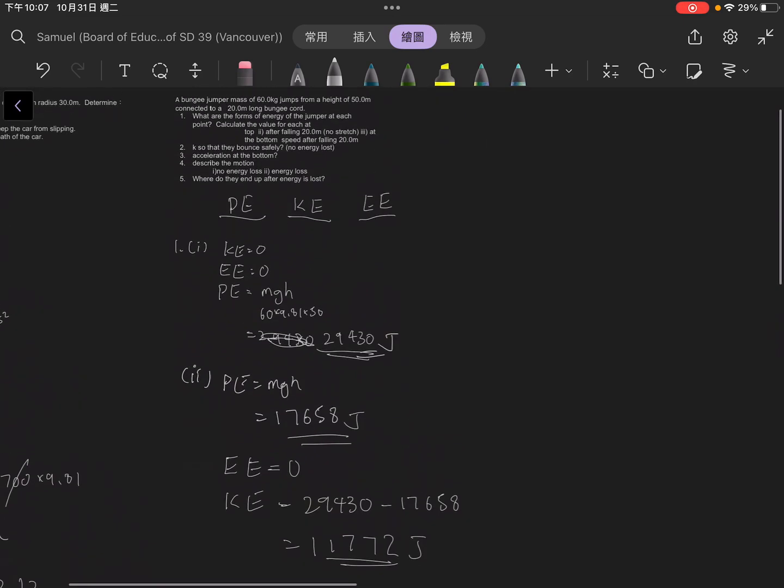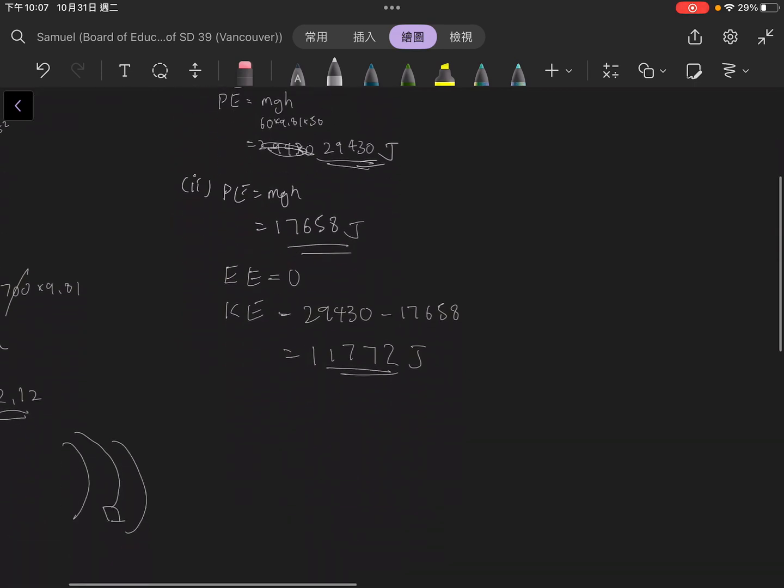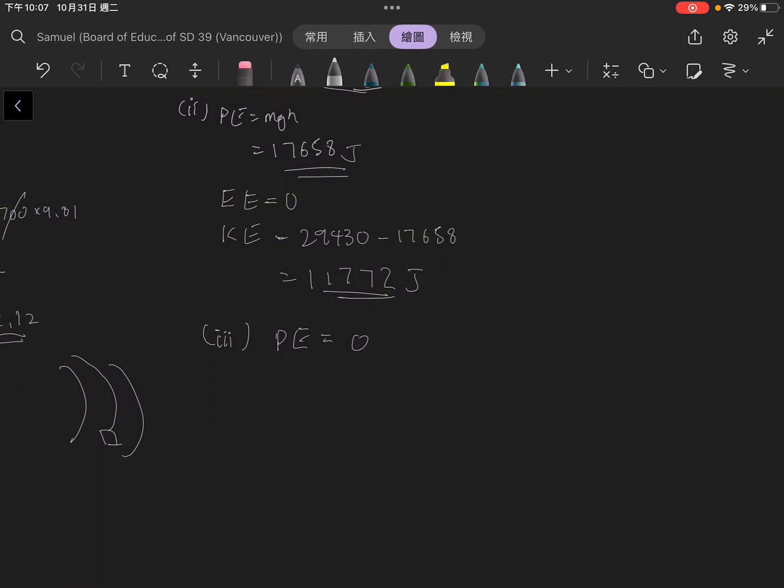Okay, third part of the question. At the bottom. So what happens at the bottom? Let's consider PE first again. If it is at the bottom, it will be 0, because h is 0, so mgh will equal 0. So PE equals 0, obviously, and what will the KE be?